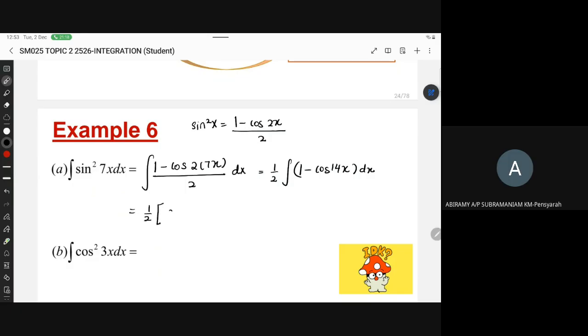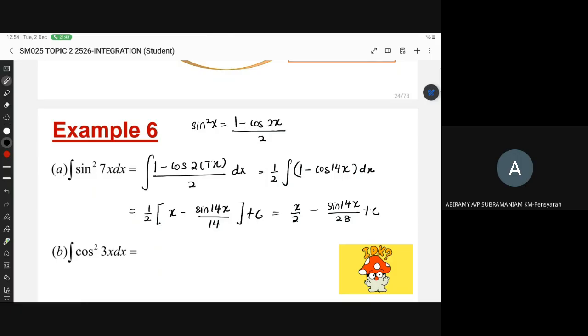Integrate 1, we will be getting x. Integrate cos 14x, you will be getting sine 14x divided by 14. Do not forget to plus c. Simplifying this, we will be getting x over 2 minus sine 14x divided by 28 plus c. I hope you can follow this.